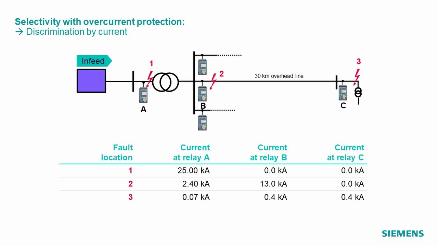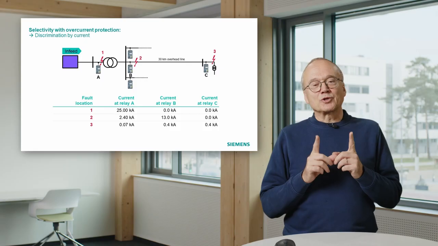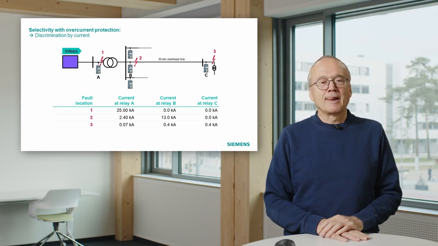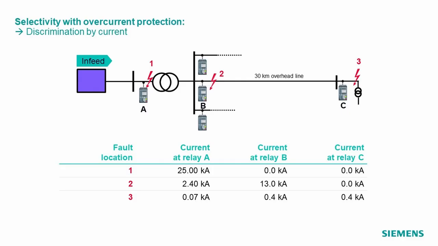In this case I did a calculation of the short circuit current for the three locations. I also assumed we don't have a network with short cables. I assume between substation B and C a 30-kilometer overhead line. If you now do a calculation of fault current, first of all at location 1, that means a short circuit on the high voltage side of the transformer, it was 25 kiloamp short circuit current seen by relay A. Relays B and C will in this case not see any short circuit current.